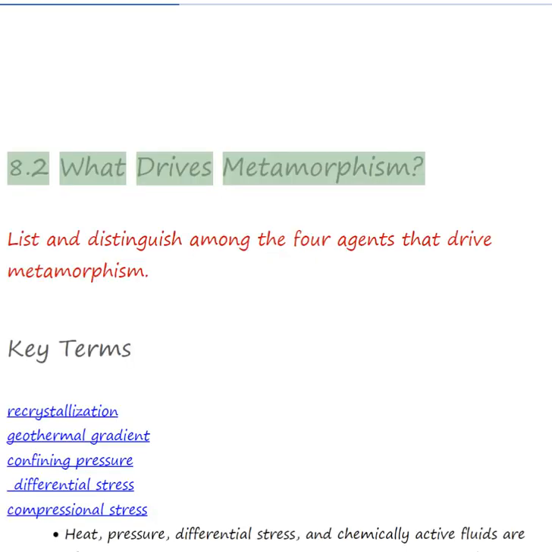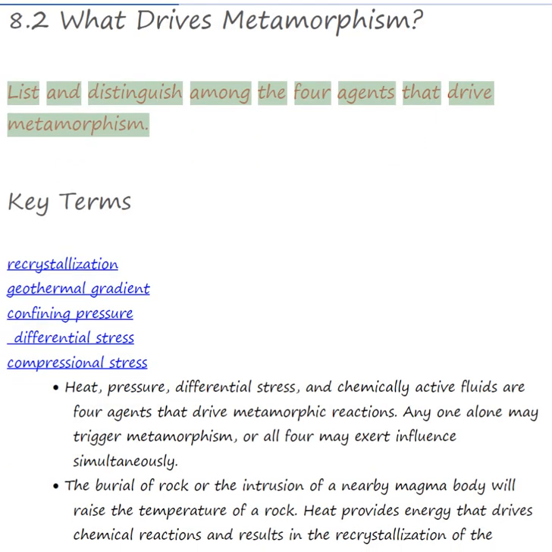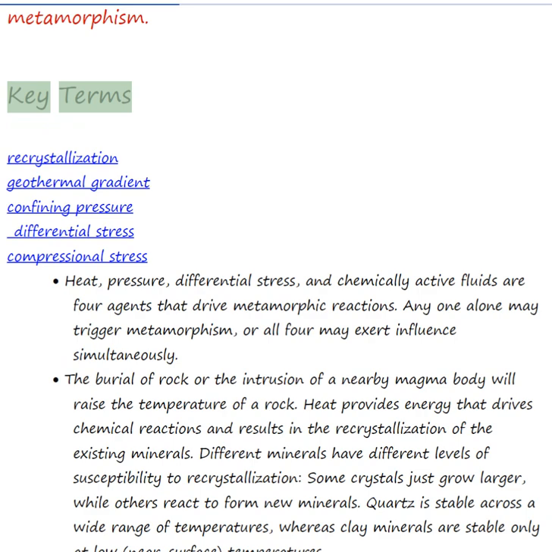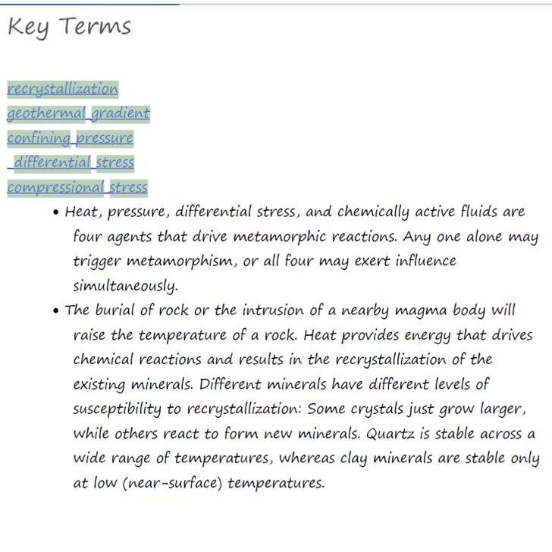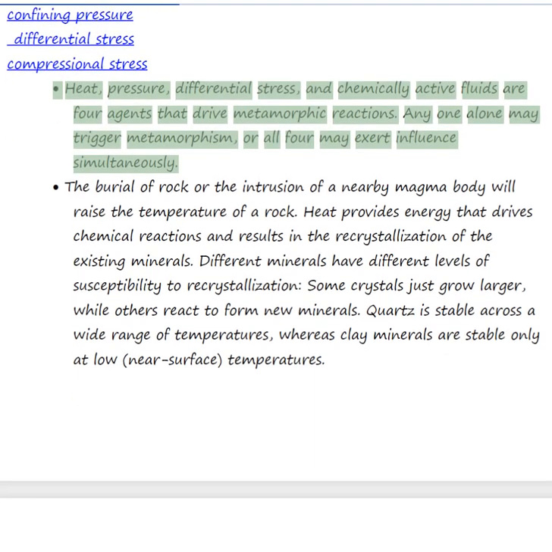8.2 What drives metamorphism? List and distinguish among the four agents that drive metamorphism. Key terms: recrystallization, geothermal gradient, confining pressure, differential stress, compressional stress. Heat, pressure, differential stress, and chemically active fluids are four agents that drive metamorphic reactions. Any one alone may trigger metamorphism, or all four may exert influence simultaneously.